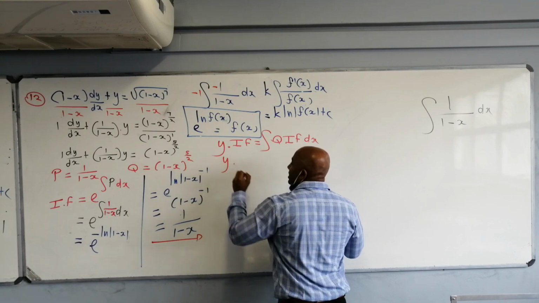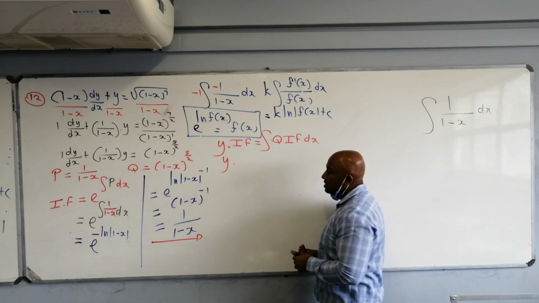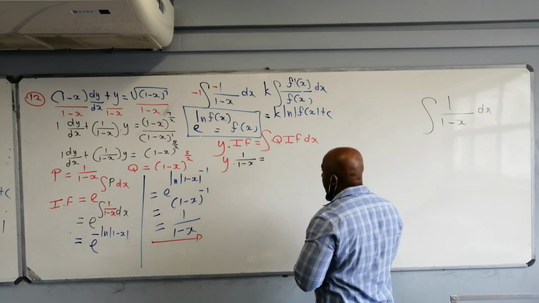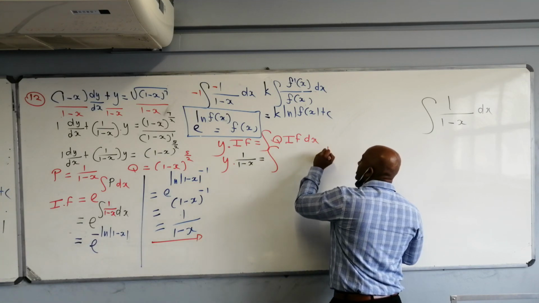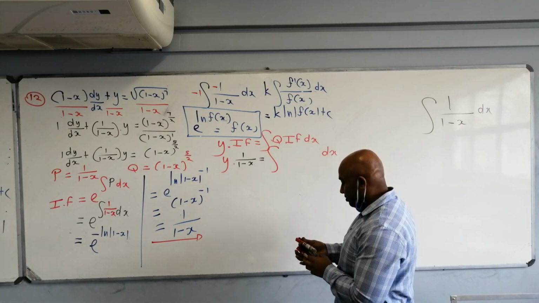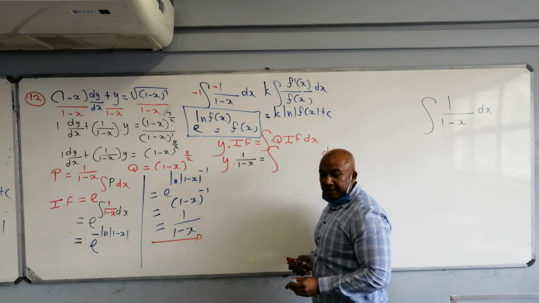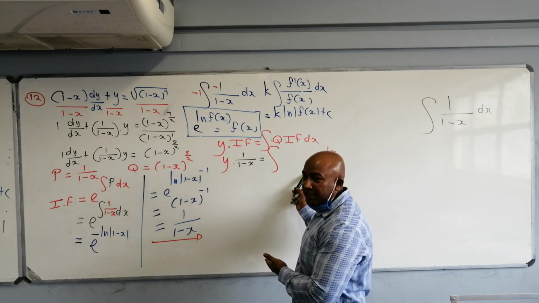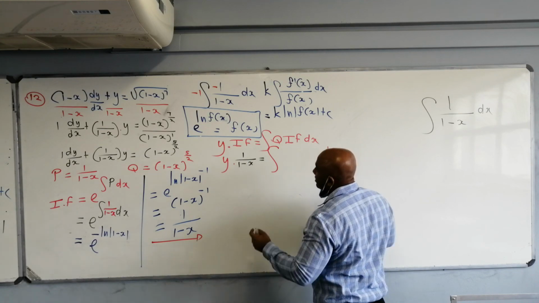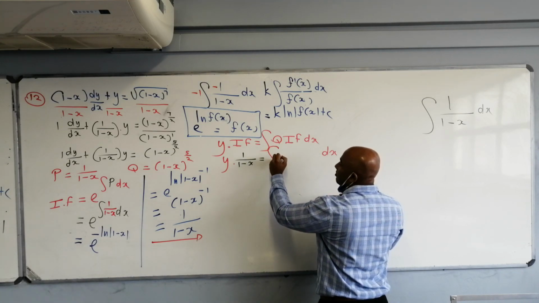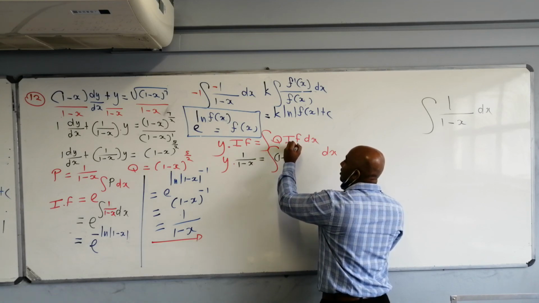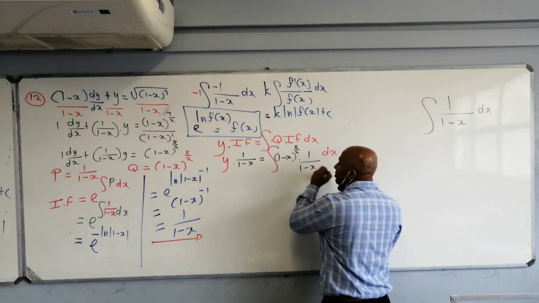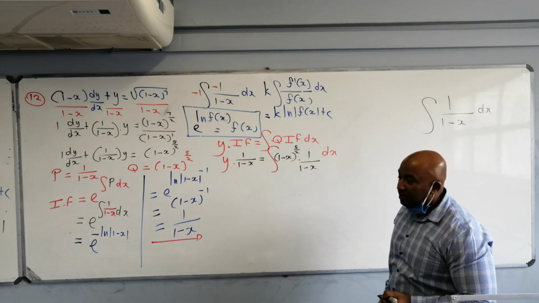So that's going to be y times your integrating factor, 1 over 1 minus x, is equal to the integral of, what is your q? Where was q? There's q here. Make sure you can see how we worked out q. If q was wrong, obviously this will also be wrong. So my q is (1 minus x) to the power 5 over 2 times your integrating factor, which is 1 over 1 minus x. This is like an exam question, definitely.